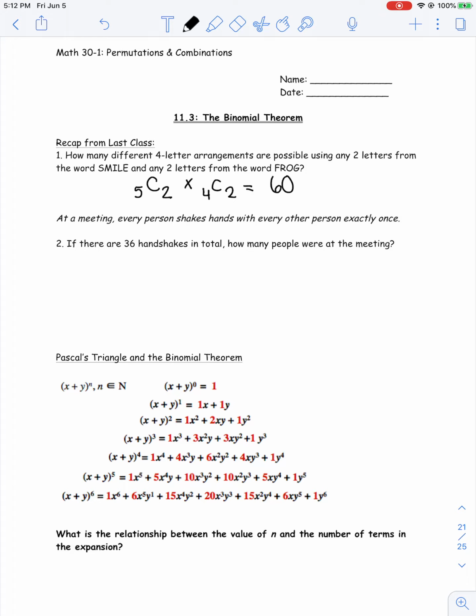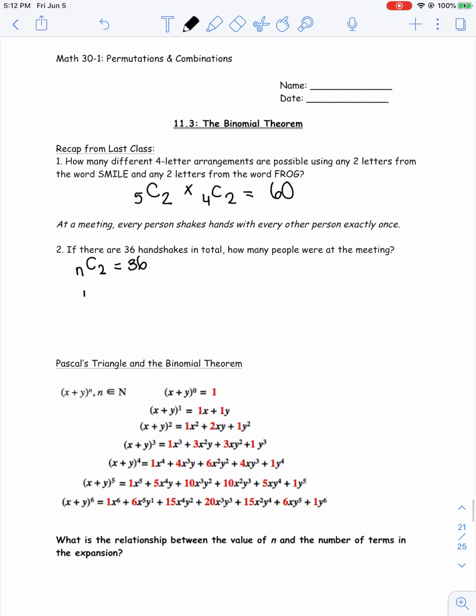At a meeting, every person shakes hands with every other person exactly once. If there are 36 handshakes total, how many people are at the meeting? So this is where we say there's n people and we need 2 people to make a handshake. There were 36 handshakes in total, so we're going to solve this by replacing nC2 with n factorial over (n minus r) factorial, which is (n minus 2) factorial, and then 2 factorial, which is r factorial. This is equal to 36.